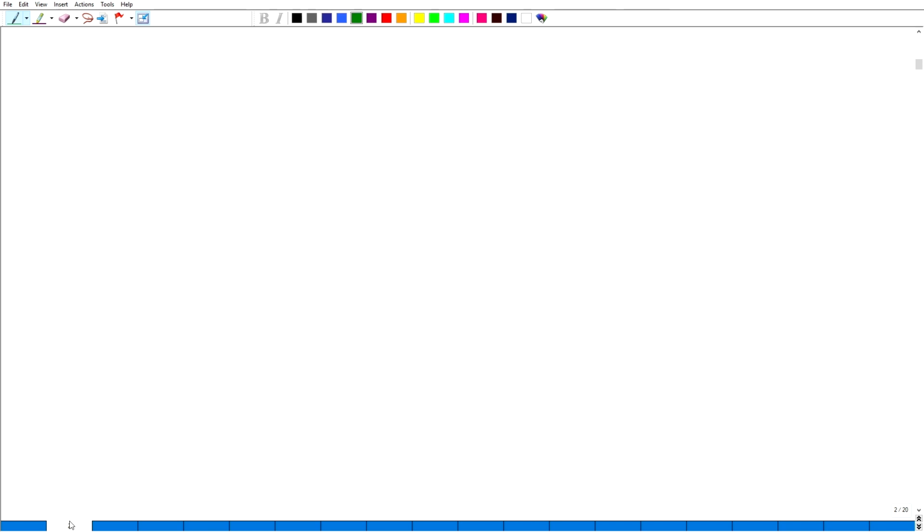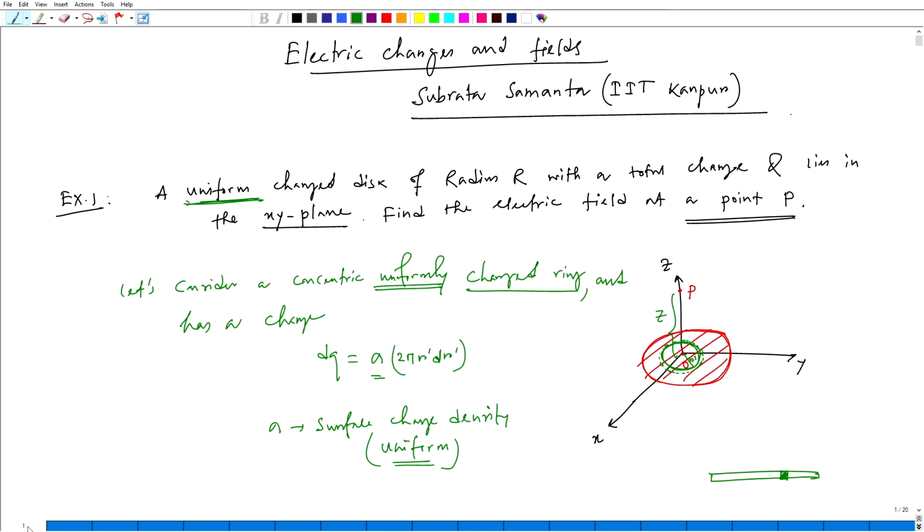Now we calculate the electric field at point P, again by symmetry arguments. Consider the distance from any point on the ring to the point P to be R, and the angle is theta. As you saw in the previous problem, in the case of a ring the electric field at the point P has only a z component. So, other components vanish.